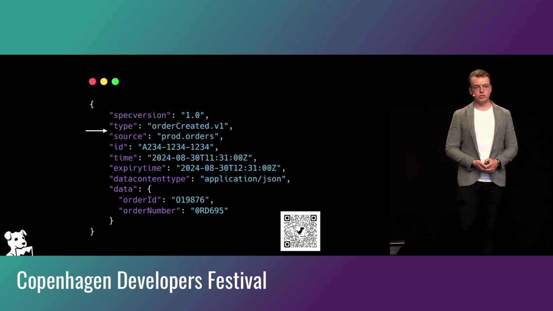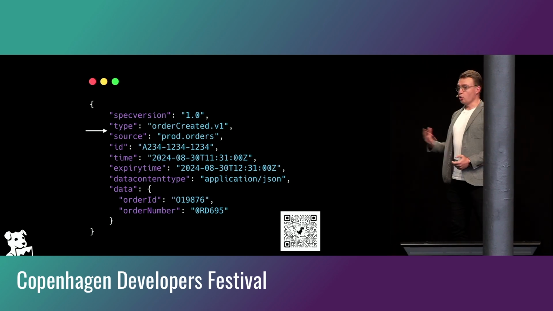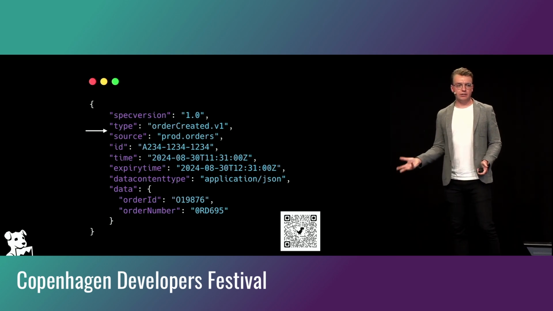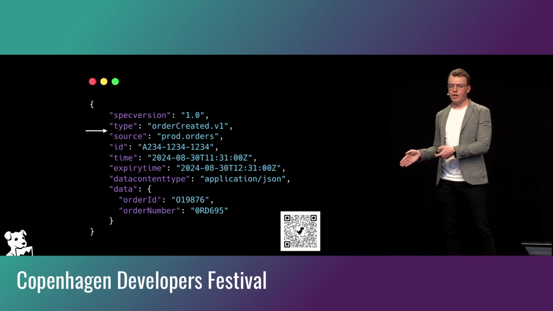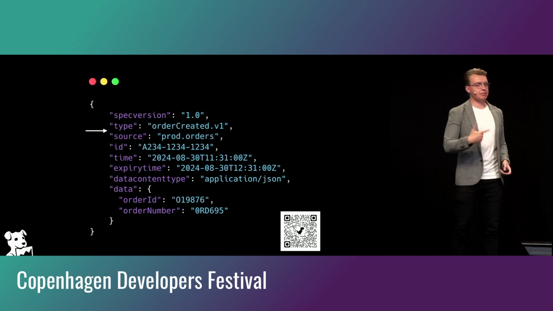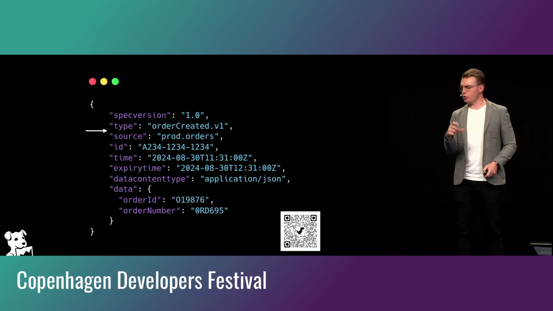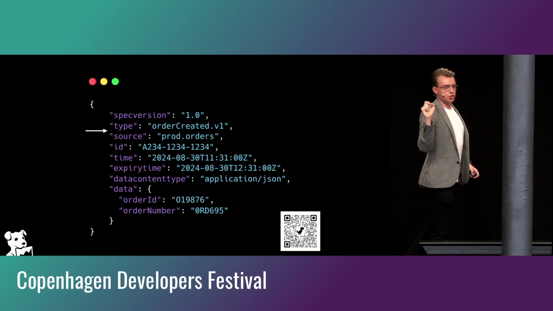And then when it comes to this conversation around evolvability, you've got these top two properties here, the source and the type. The source is where did this event come from? And I always like to include the environment in here as well. So this is the production orders system. And then you've got the type, and the type tells the consumer exactly what this event is. It's an order completed event or an order created event. And importantly, you've got that version number suffixed on the end.